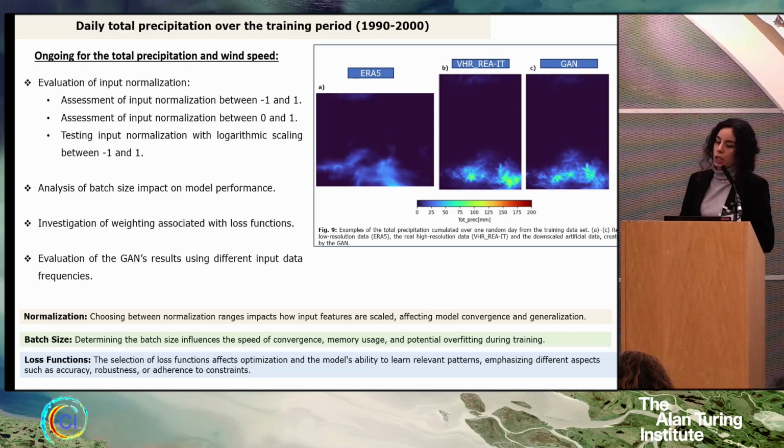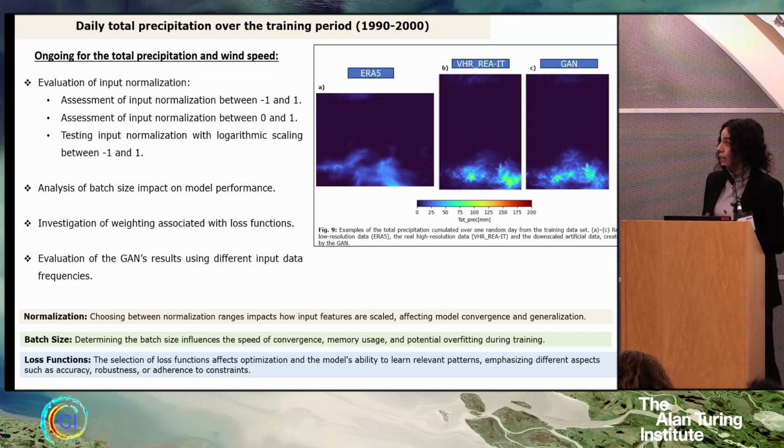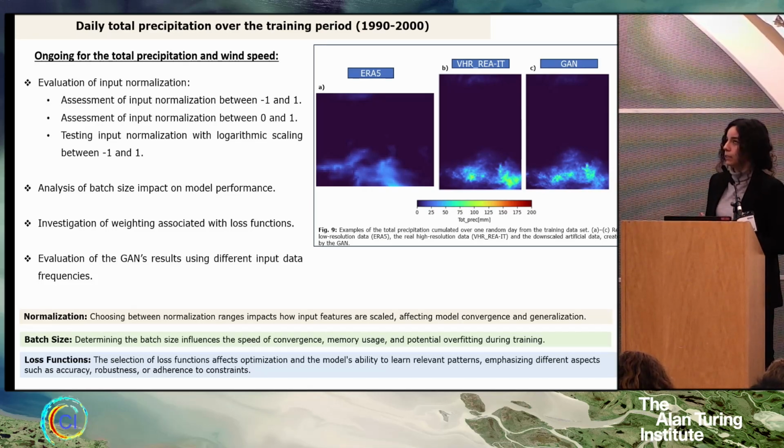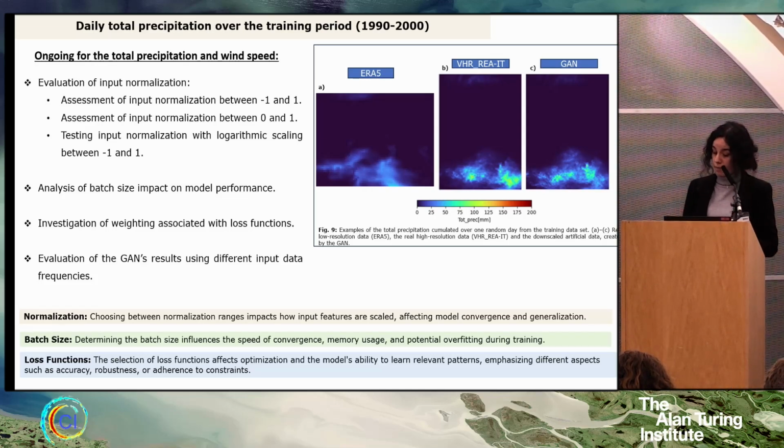About daily total precipitation and wind speed, the activities are ongoing, and we are evaluating different input normalization, different batch size, and weighting associated with the loss function. Also, the possibility to use different input data frequencies. Why? Because normalization, loss function, batch size, and so on have an important impact on total precipitation and wind speed, in particular on the model convergence, speed of convergence, and the model's ability to learn relevant patterns.